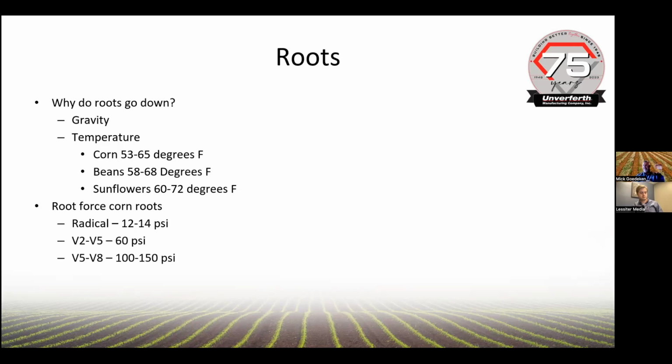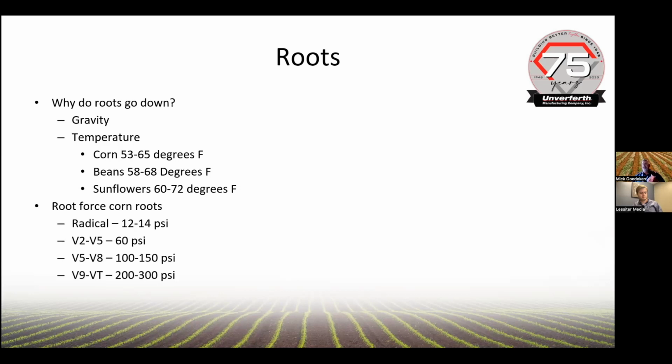When we get to V5 to V8, we're at 100 to 150 psi, so we're starting to fill that top 12 inches. I always say if we worry about the top 12 inches, the good Lord and Mother Nature can take care of the rest. If we start looking at the environment in that top 12 inches, and we can create less than 150 psi of resistance in that area with our strip till, then we're doing good things.